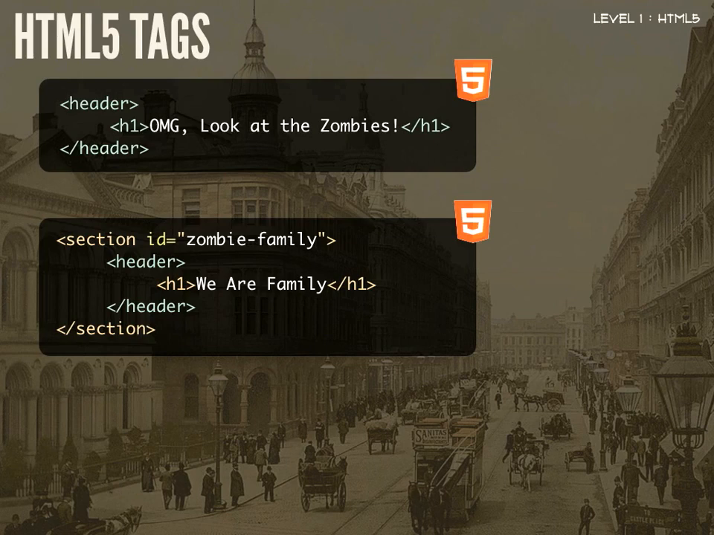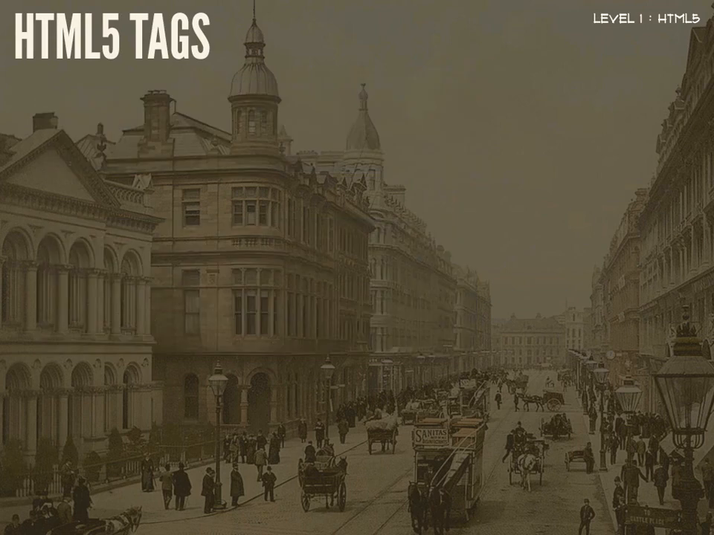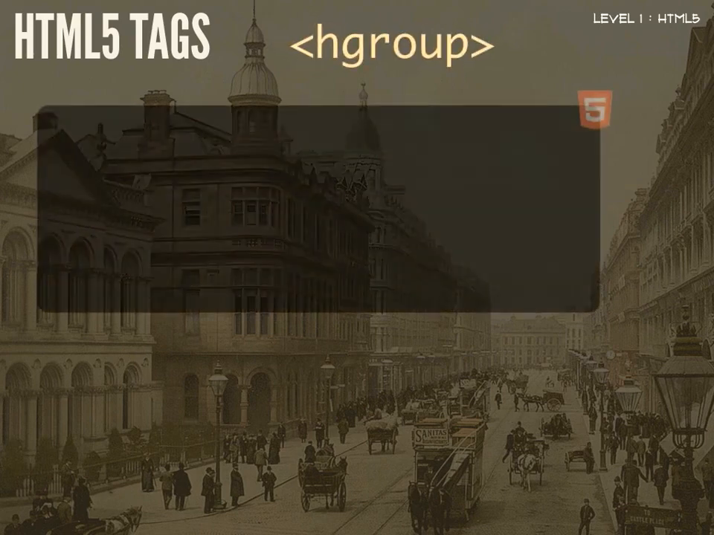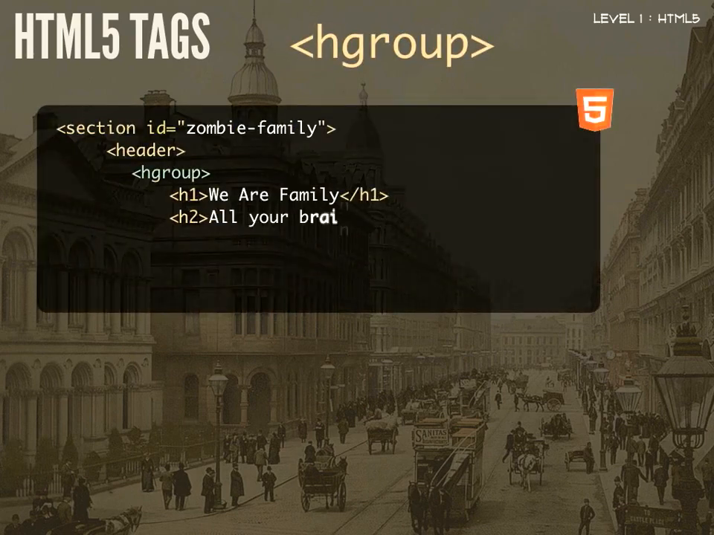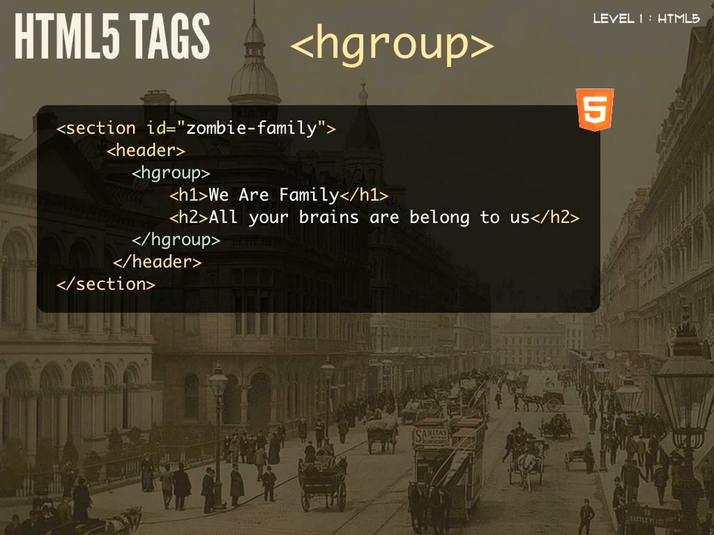So let's say we have a section ID zombie family and we'd like to have a header in that. It's perfectly fine. We can just add our header tags, add an H1, we are family, and that's semantic markup. Let's also say we wanted to add a tagline. So in addition to the we are family heading, we wanted to say all your brains are belong to us. We can do this and even organize this more effectively by including an hgroup. Basically this is just a nice grouping of related information within a header tag.